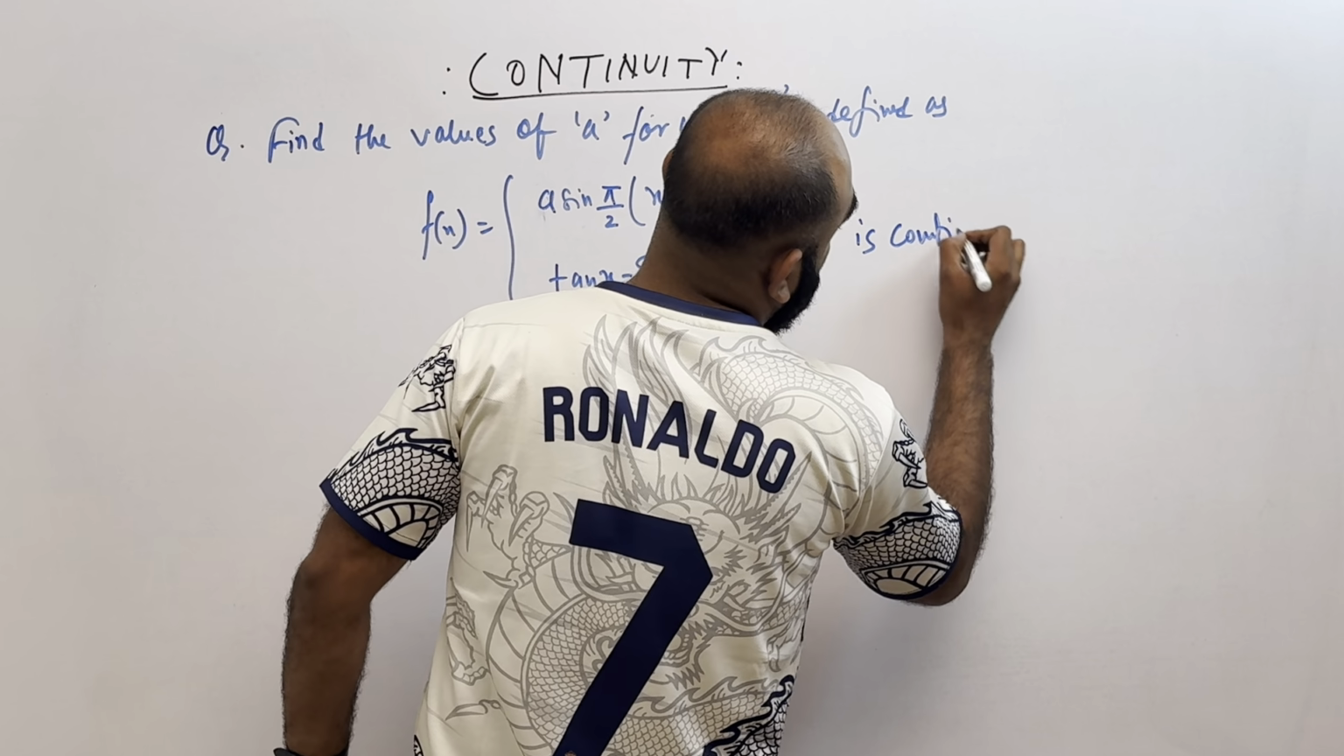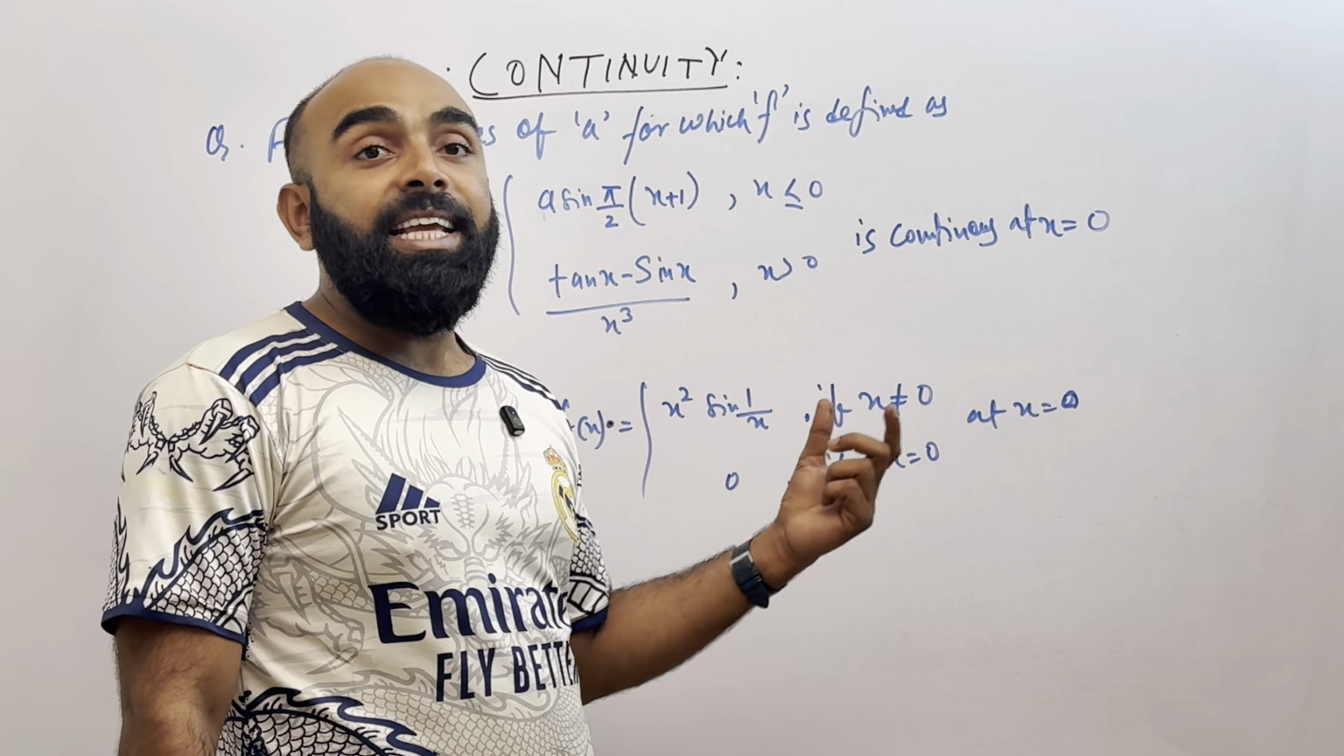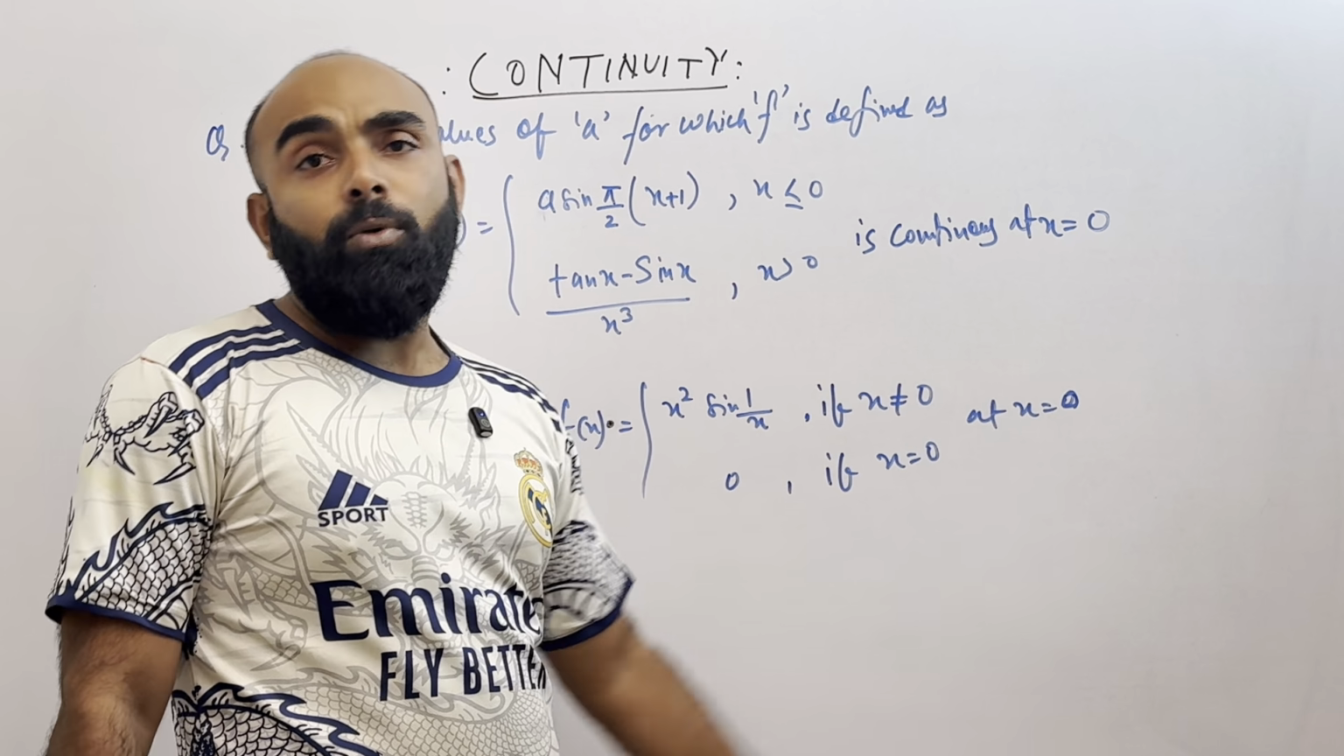They are saying that the given function f of x is x square sine of 1 by x when x is not equal to 0, which means this function is valid for both x greater than 0 and less than 0. And at x is equal to 0, the function value is 0. So we have to show the continuity of the function at x is equal to 0, which means your point a is 0. Clear? So I have given 2 questions.